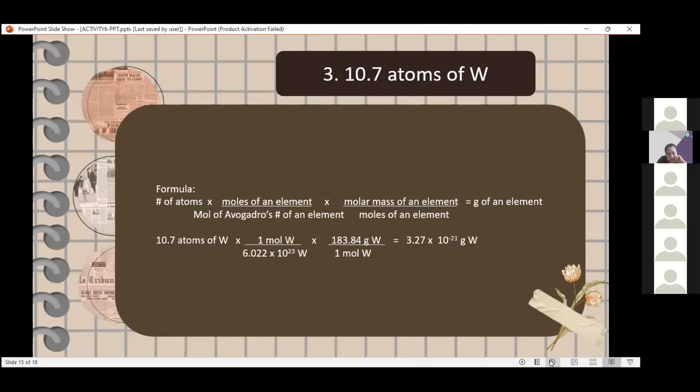Then next is number 3. 10.7 atoms of tungsten. Same formula pa rin, then solve. 10.7 atoms of tungsten times 1 mole divided by the mole of Avogadro's number of element, which is 6.022 times 10 to the power of 23, times 183.84 grams divided by 1 mole equals 3.27 times 10 to the power of negative 21 grams of tungsten.